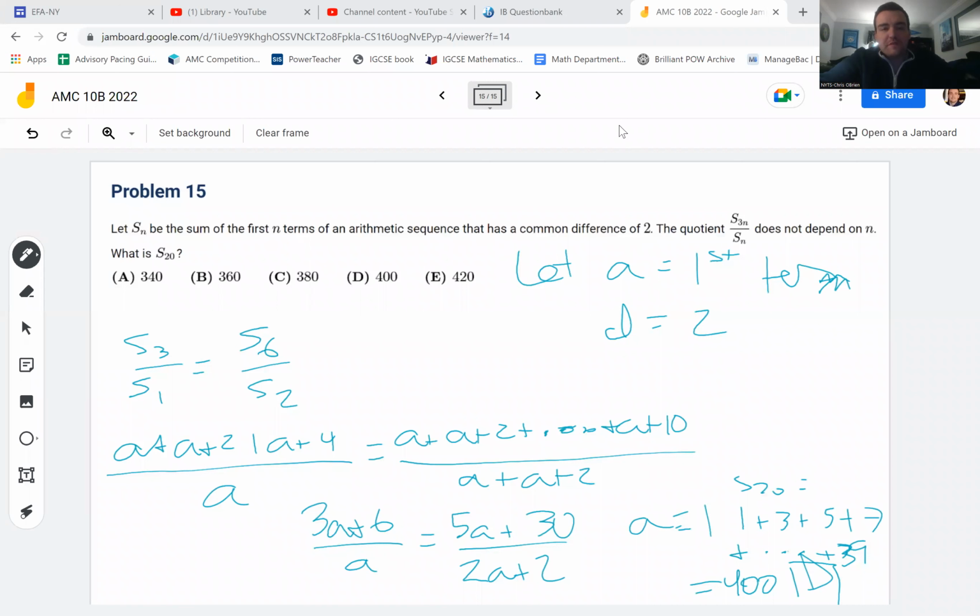This is problem 15. Let S sub n be the sum of the first n terms of an arithmetic sequence that has a common difference of 2. The quotient S sub 3n divided by S sub n does not depend on n. What is S sub 20?